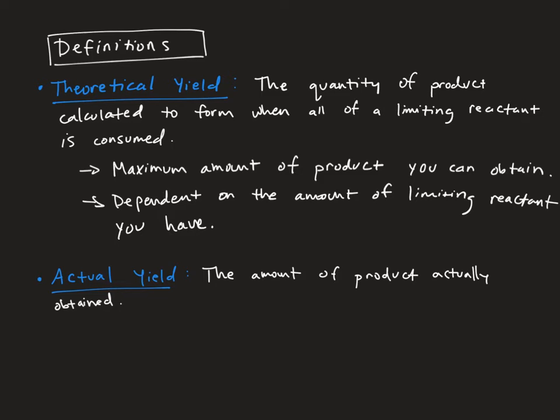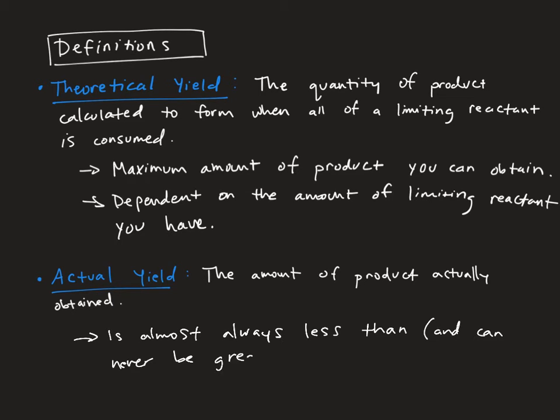Okay, so the actual yield, the amount of product actually obtained, I'm just going to go ahead and add this onto this right here. So the amount of product actually obtained is almost always less than and can never be greater than the theoretical yield.